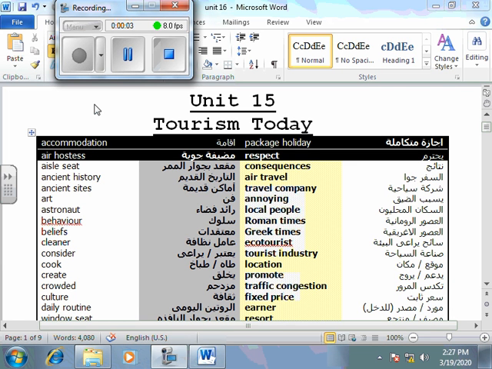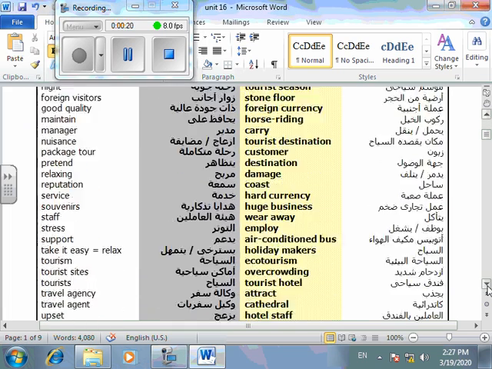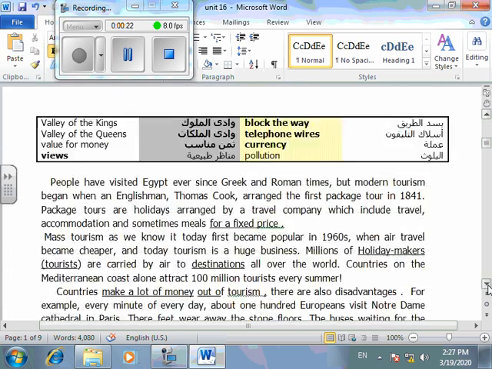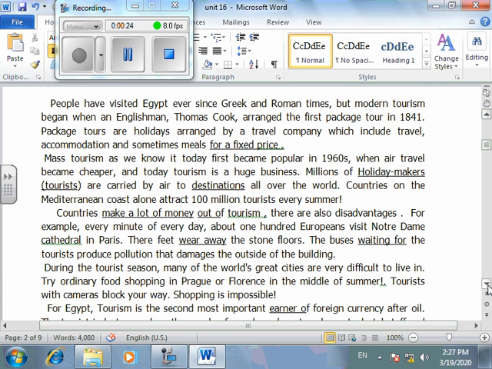Dear students, today we are going to explain Unit 15, Hello 7. The unit is called Tourism Today. Actually, we are going to start by reading the text. From this text, we are going to get the important vocabulary we are going to use in our lesson today.